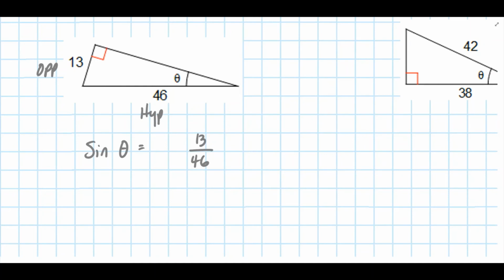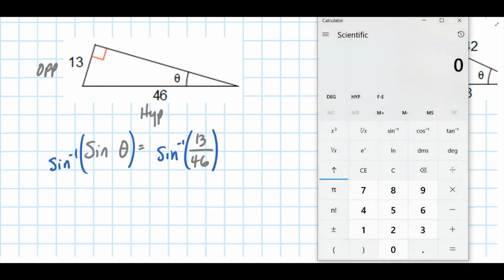Keep in mind that these trig functions are not multiplying by theta, so it would be inappropriate to divide the trig function to isolate the variable. Instead, we must apply the inverse of the trig function at a ratio to obtain the angle measure. By pressing the second function button on our calculator, we can evaluate the inverse of sine at the ratio 13 divided by 46.